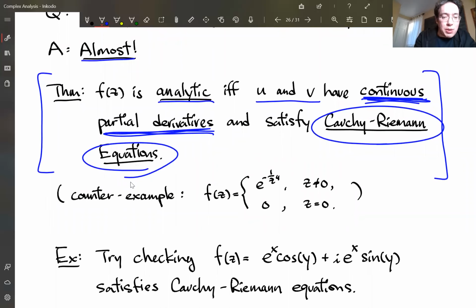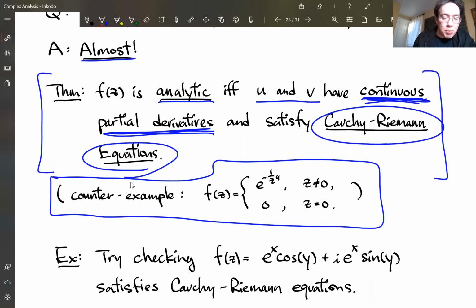But if you're curious, here is a counterexample, something that's not complex analytic at 0. The partial derivatives at 0 exist, but the partial derivatives go crazy near 0, even though they exist. Here's an example: the function e to the -1 over z to the 4th, where z is away from 0, and we define the function to be 0 there.